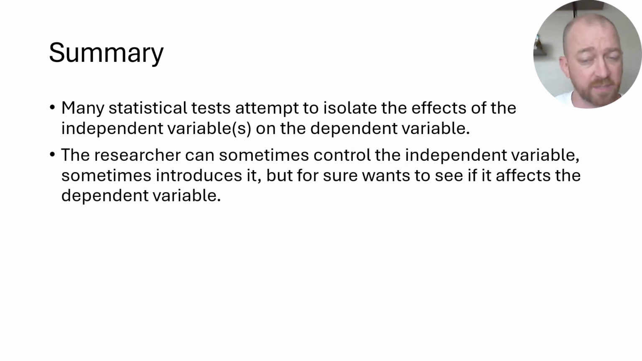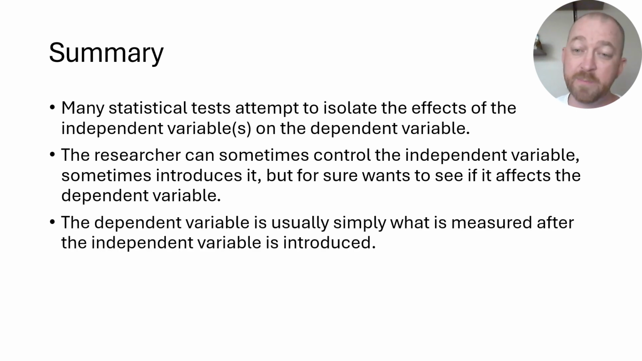Okay, so now sometimes the researcher is able to control and manipulate the independent variable, often does introduce it, but not always. But the main indicator that it is the independent variable is that the researcher is testing whether that variable is the thing causing a change or leading to a change or affecting the other variable, the dependent variable. And the dependent variable is usually the thing that is simply measured after all of the other inputs have been there, or after all of the other variables are present.